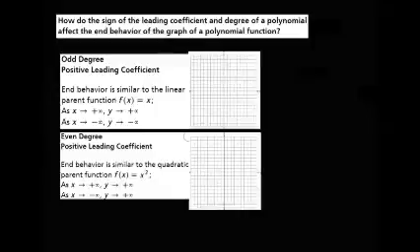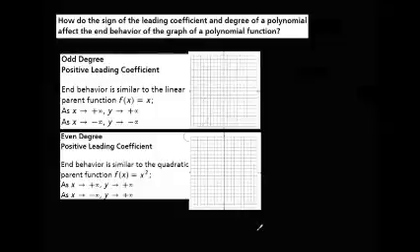So we have an odd degree: 1, 3, 5, 7, 9, 11. If that's your highest exponent, any odd number, the end behavior is similar to the linear parent function, f of x. As x goes to infinity, y goes to infinity. So as x goes out to the right, y is going up. And as x goes to negative infinity, to the left here, y goes down.